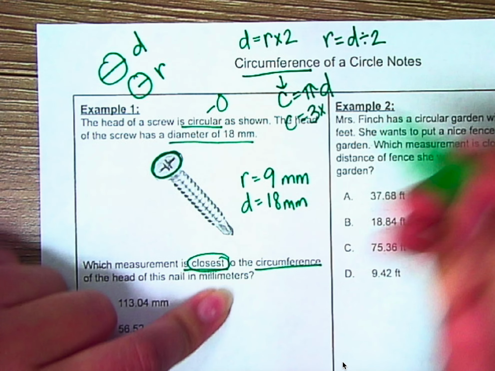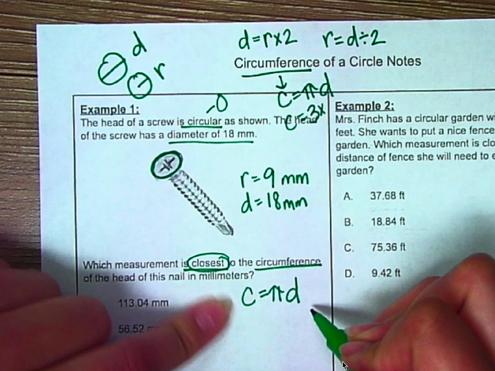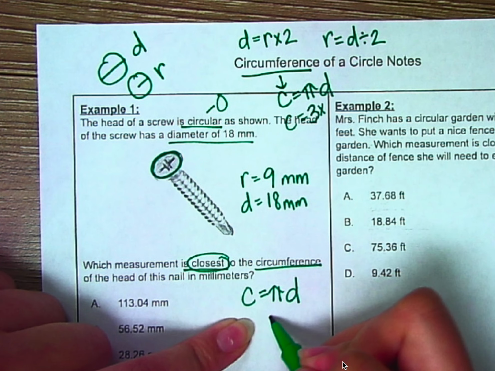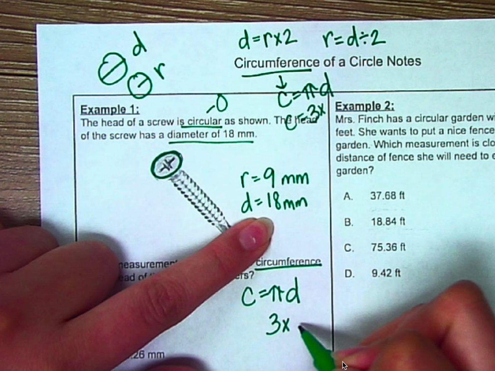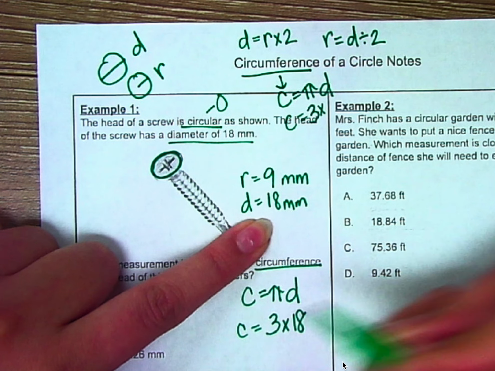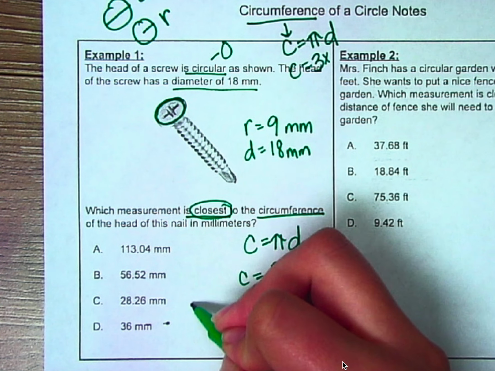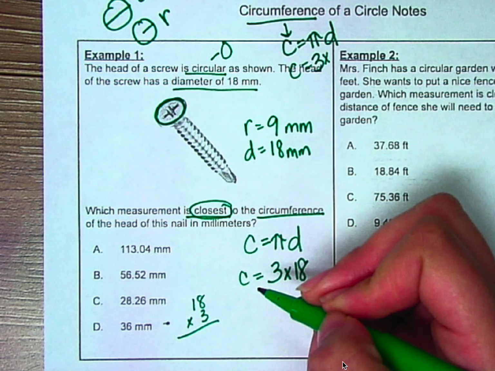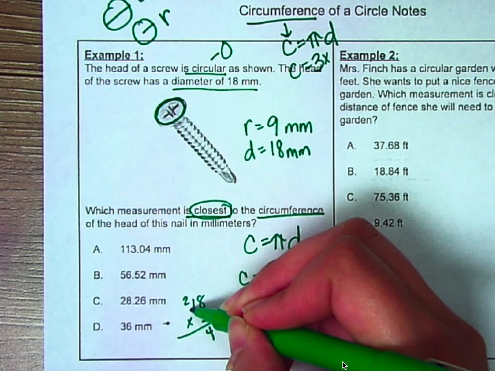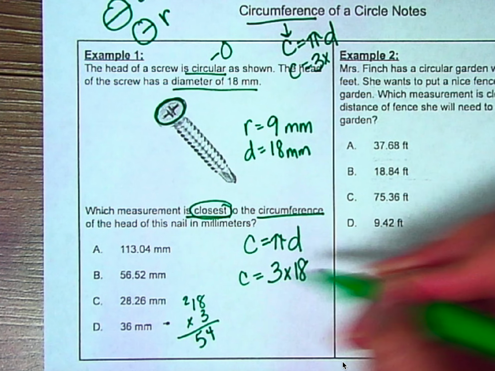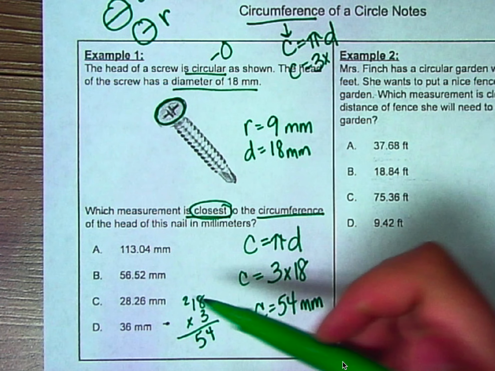But since I'm looking for circumference, I'm going to write my formula again. C is equal to pi d. I know that for pi I use the number 3, and I need to multiply that times d. The d is 18. So we just need to multiply 3 times 18. I'm going to do that on the side here. 8 times 3 is 24. 3 times 1 is 3, plus 2 is 5. So C is equal to 54 millimeters. So which one is closest? B.